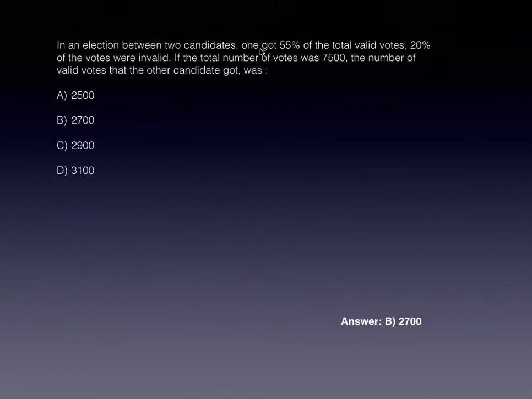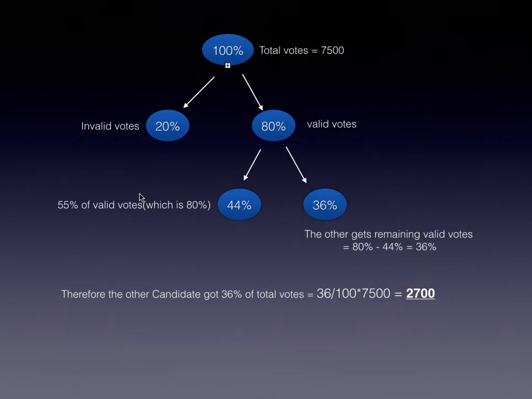Also, one candidate got 55% of the total valid votes. That means the candidate who got 55% of the valid votes got 44% of the total votes. How? Because 55% of the valid votes means 55 by 100 into 80 by 100 into 100, which gives 44%.